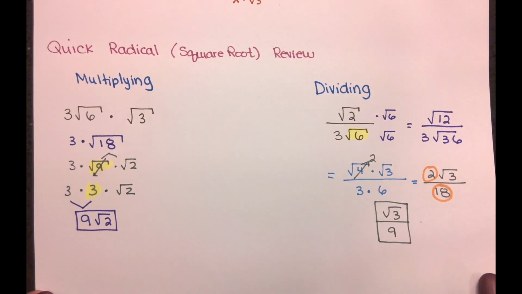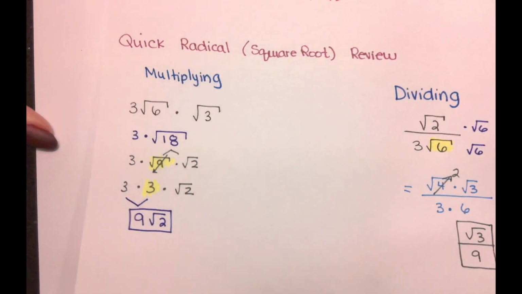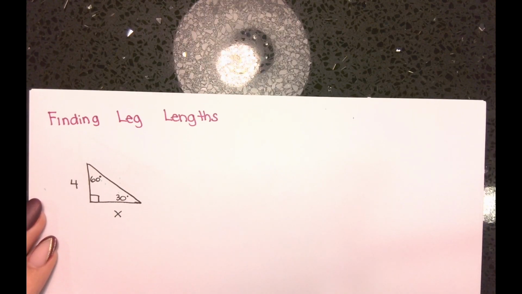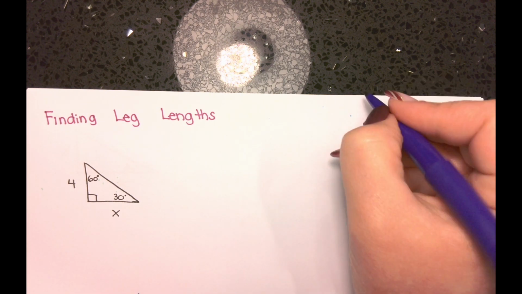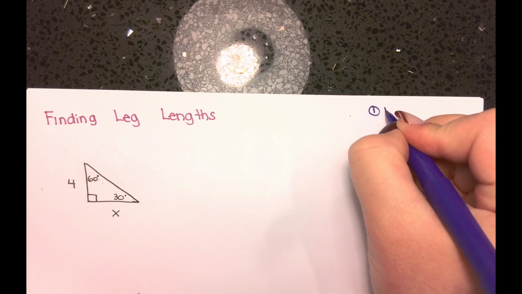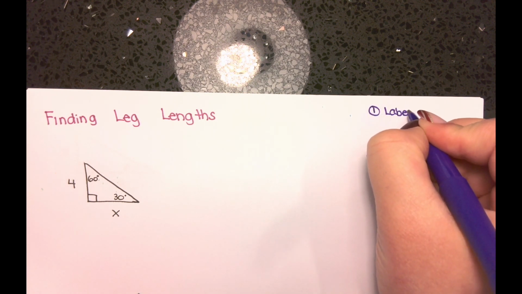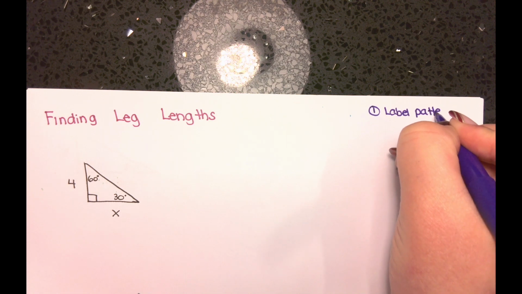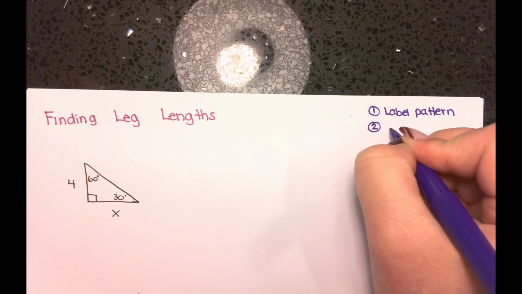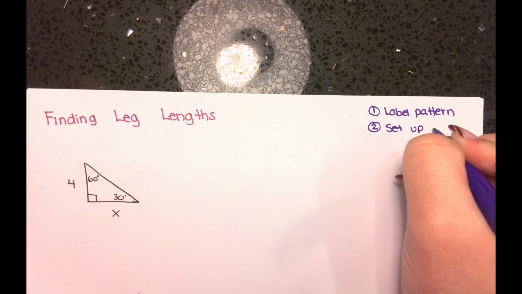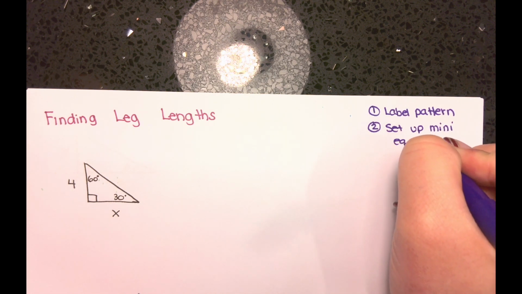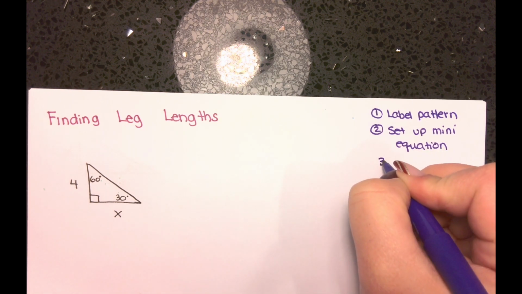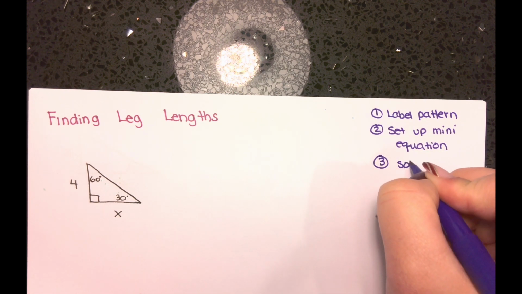Right, let's go ahead and do our special right triangles, our 30, 60, 90 triangles, by starting out to find the leg lengths. Now, just like with our previous triangle, our 45, 45, 90 triangle, there's just 3 steps. Step number 1, you're going to label your pattern. You're going to set up a mini equation. And then you're going to solve for x.